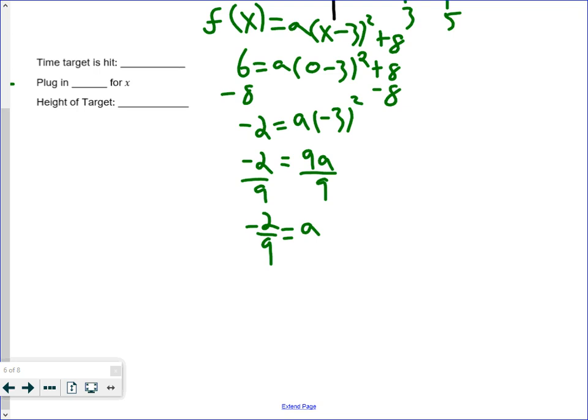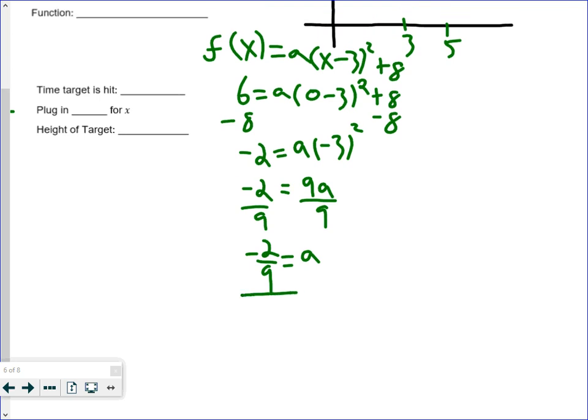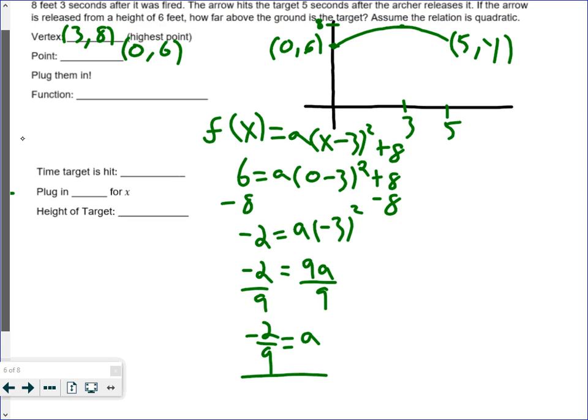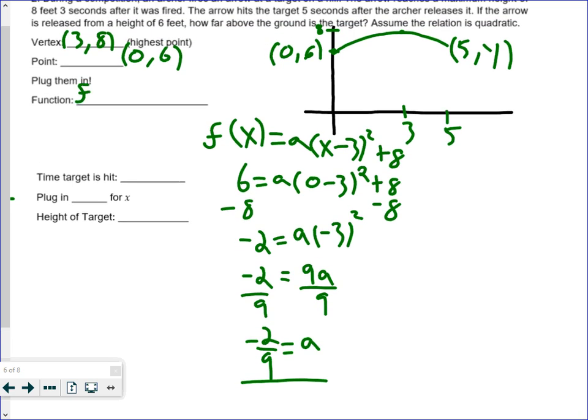Okay? So we figure out what our equation is. We got our a, so we know what the equation is. We can fill it out. So let's go ahead and plug it back in. So we get f(x) equals -2/9 multiplied by (x minus our h value, which is 3) squared plus 8. And that's what our function is.